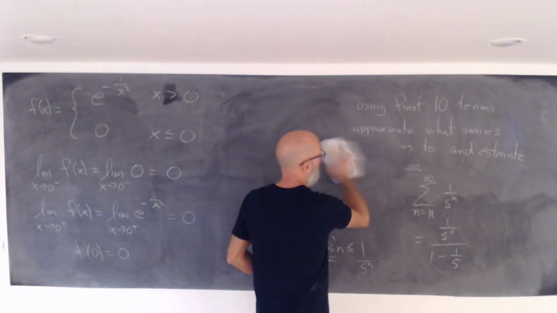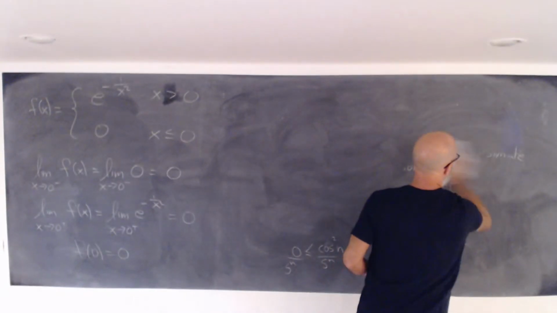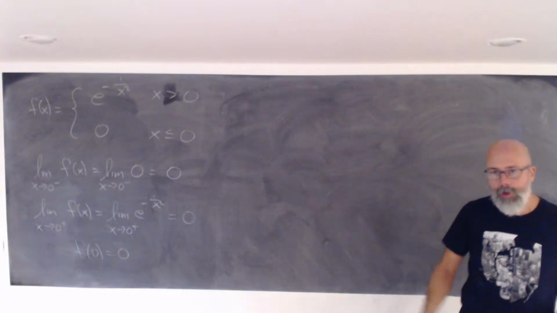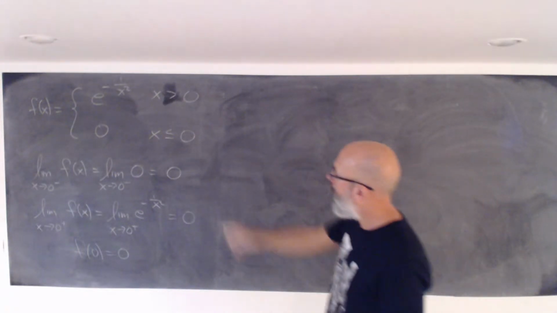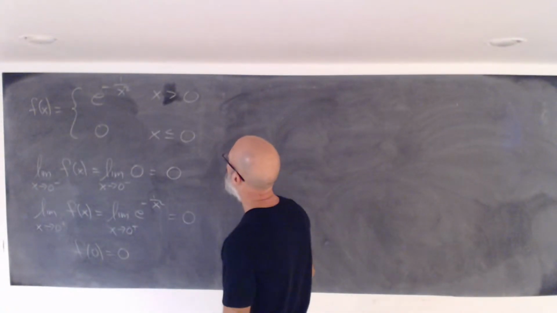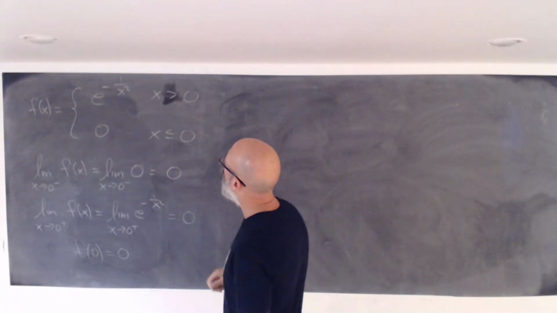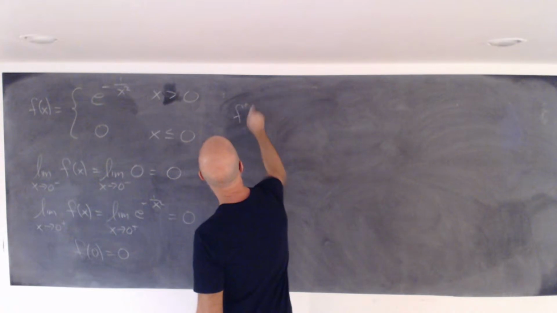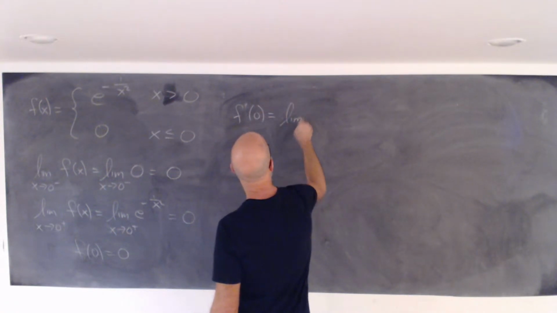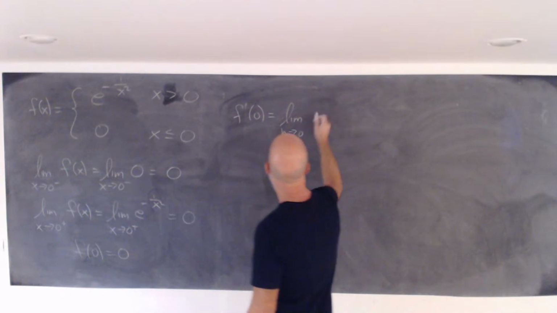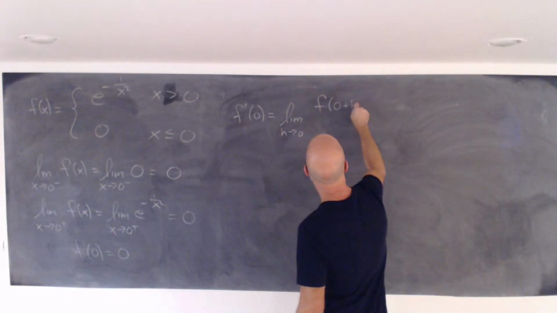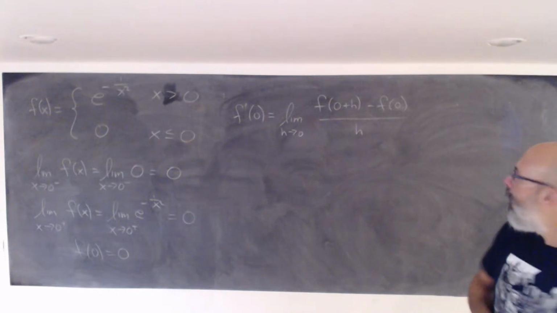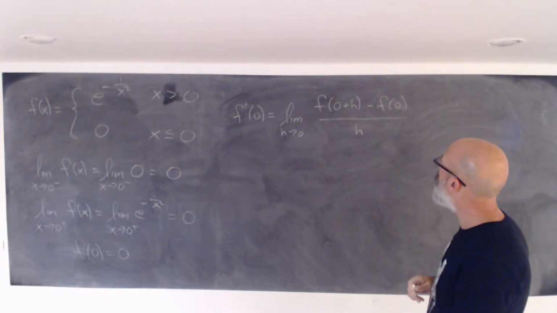What about the derivative? Just because it's continuous doesn't mean it's differentiable. Is the function differentiable at 0? What is the derivative at 0? Well, let's work it out. The derivative is the limit as h goes to 0 of f of 0 plus h minus f of 0 over h. f of 0 is 0, so there's no issue there.